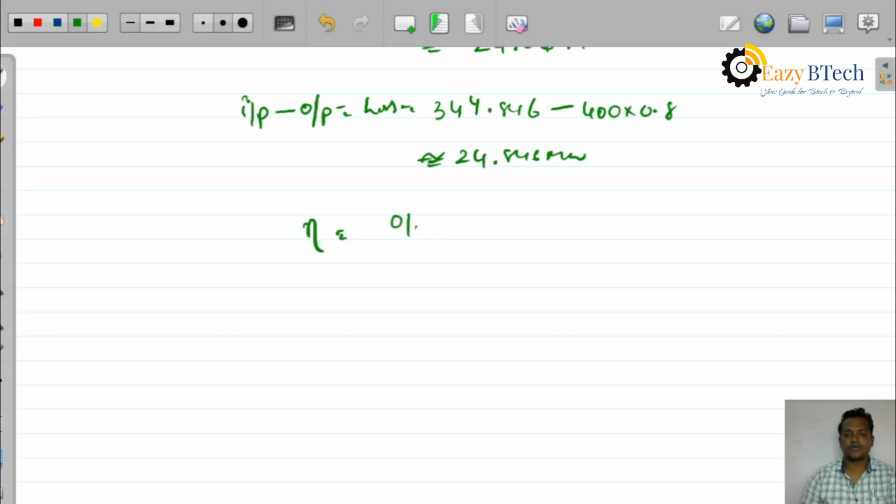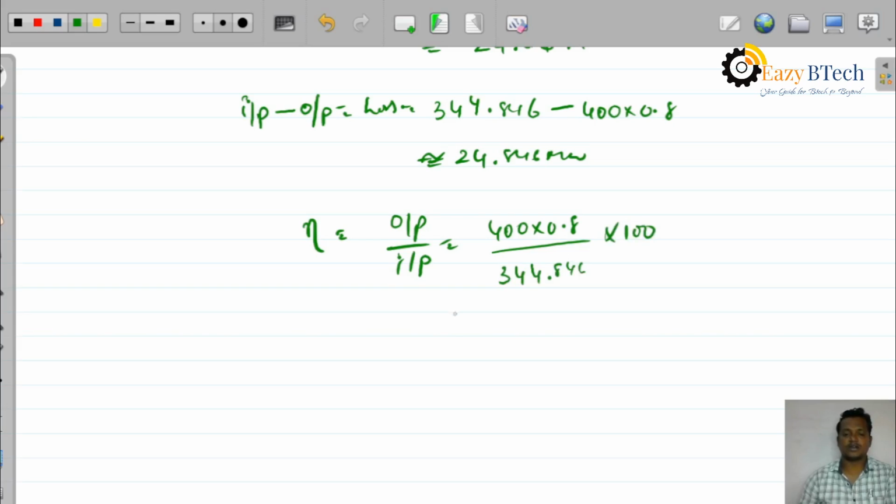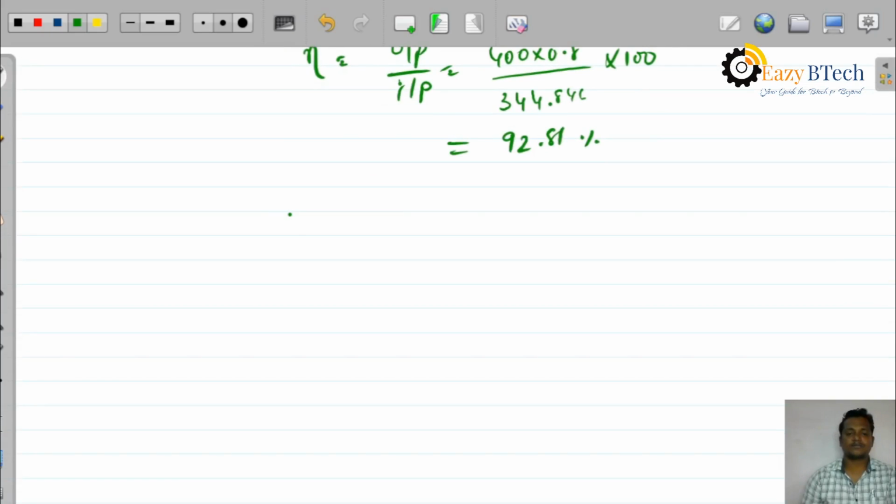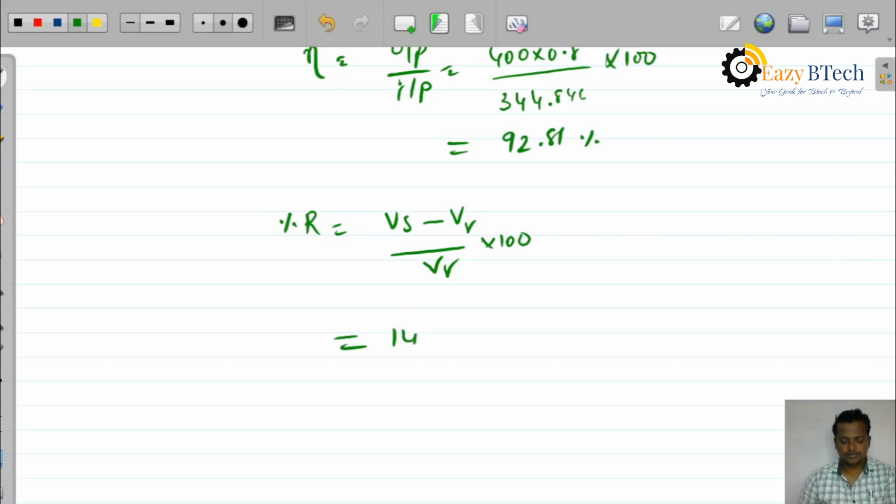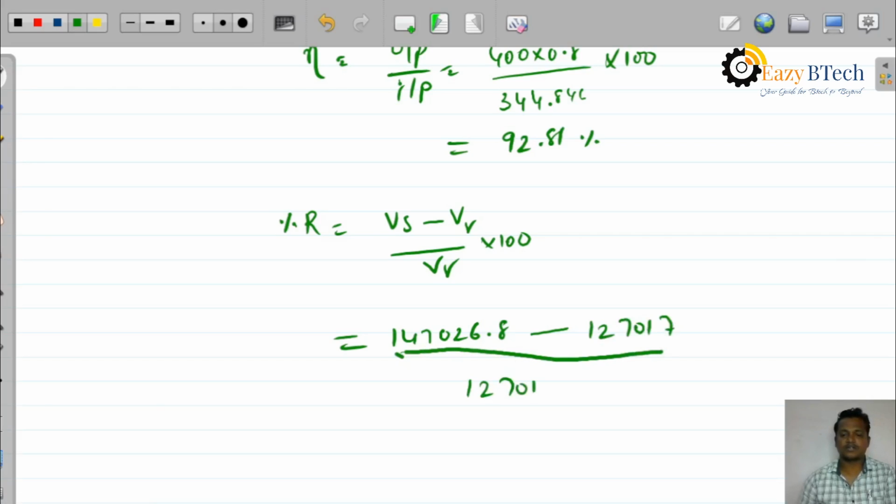Now efficiency equals output by input. Substitute output equals 400 into 0.8 and input equals 344.846, into 100. You get the efficiency as 92.81%. Now the regulation. The regulation formula for a short transmission line is Vs minus Vr by Vr into 100. Here Vs is 147026.8 minus Vr, 127017, divided by 127017 into 100. The regulation is 15.75%.